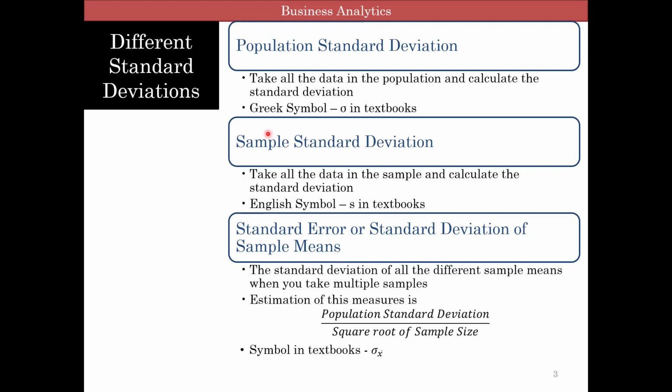Now, this is when you take multiple samples from the population. Each of those samples with a sample size has a sample mean. And if you look at the distribution of data of those sample means, they have a standard deviation, and that's called standard error. An estimation of this standard error is given by population standard deviation divided by square root of sample size. And often it is given in the textbook as sigma x bar. There's a bar here which is really small, but it should be a full bar over that x.